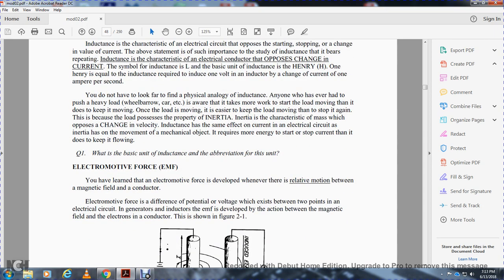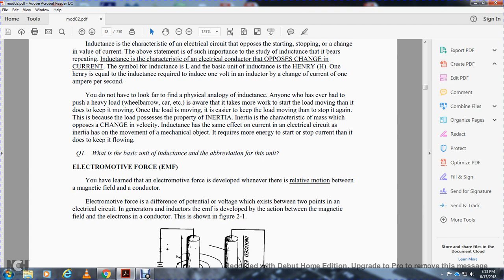What is the basic unit of inductance and the abbreviation for this unit? That would be L, and the Henry, which is 1 volt induced by a current change of 1 ampere per second. Electromotive force. You have learned that electromotive force is developed whenever there is relative motion between a magnetic field and a conductor.